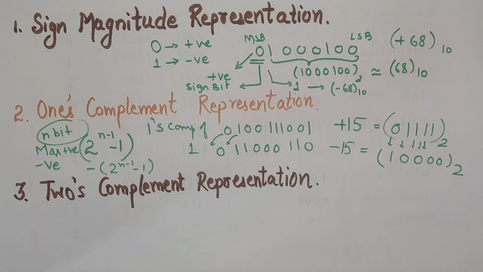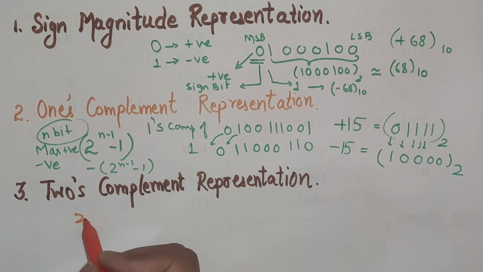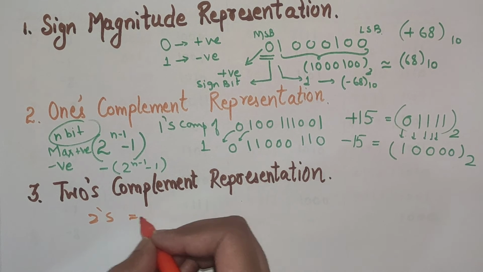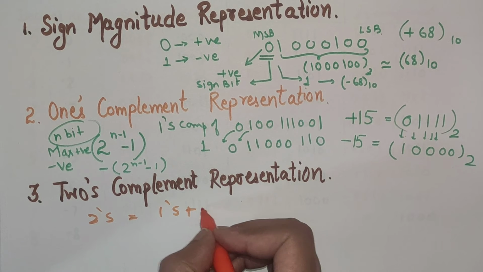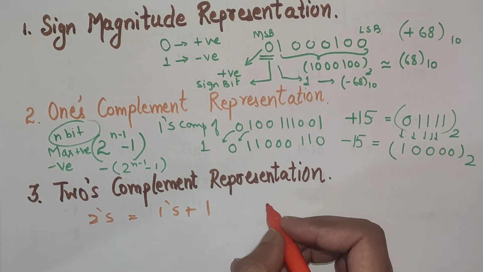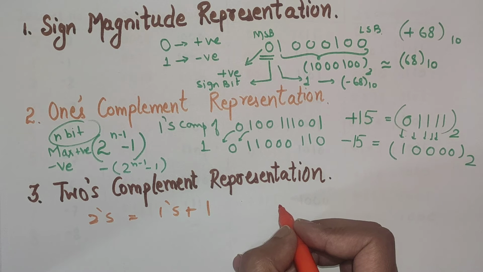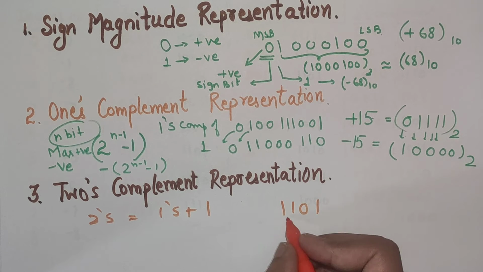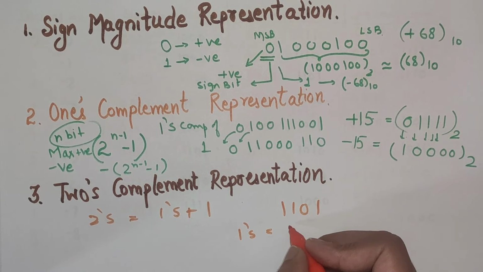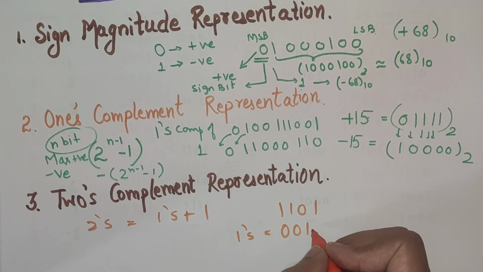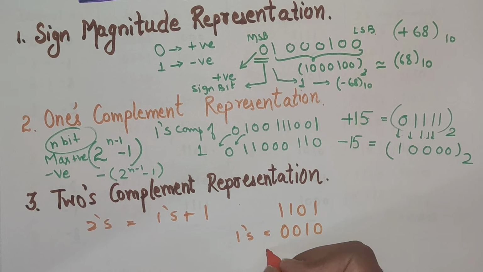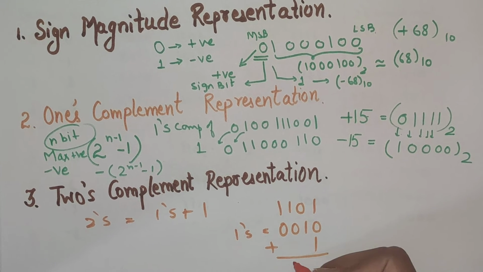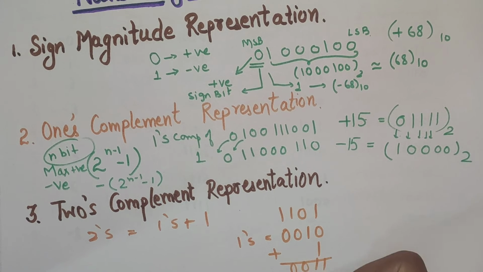In 2's complement representation, the 2's complement is the 1's complement representation plus 1. So say the number is 1101. The ones complement of this number is obtained by replacing 1 with 0 and 0 with 1. Then add 1 to this. So it is 0 0 1 1.